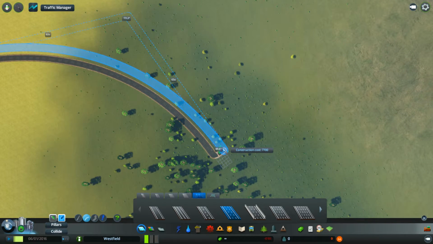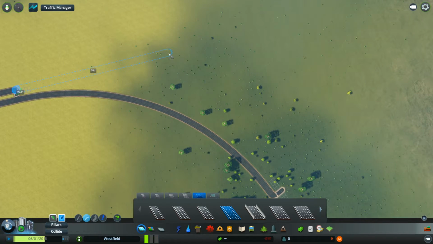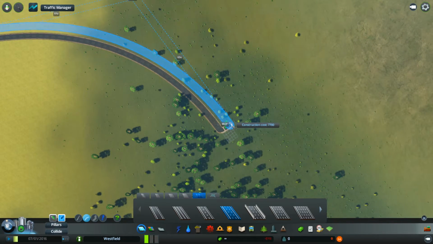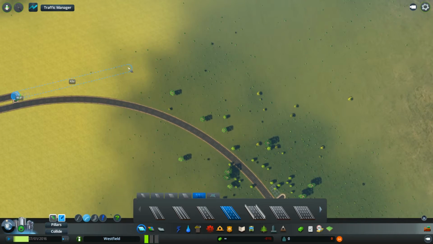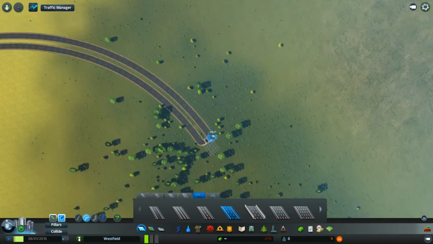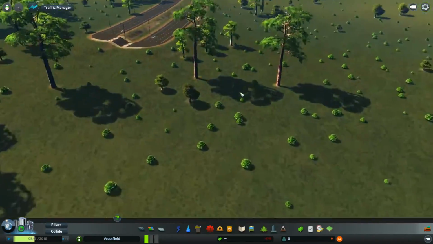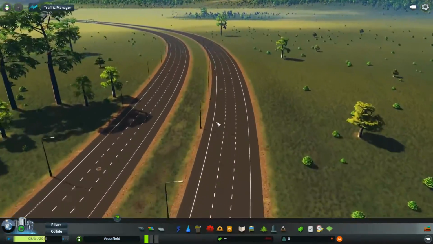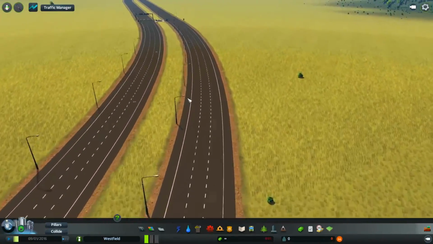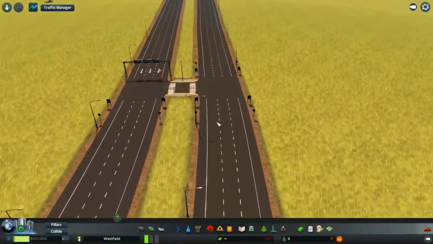So 62 is giving us 89.4. Let's try 61 and see if it's any better. 88.8, so that's slightly worse. Let's try a 63. 89.9, so that's pretty much perfect. So we'll place that down, and if we go in and have a look, you can see that our spacing on this highway is pretty much dead on perfect.